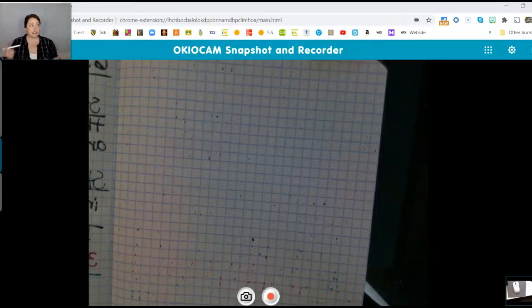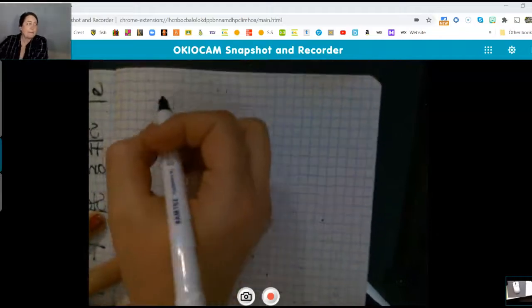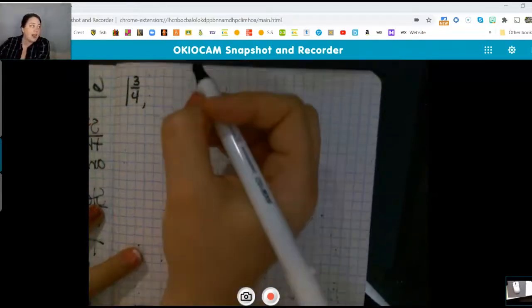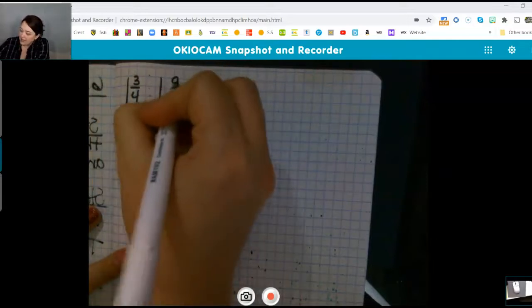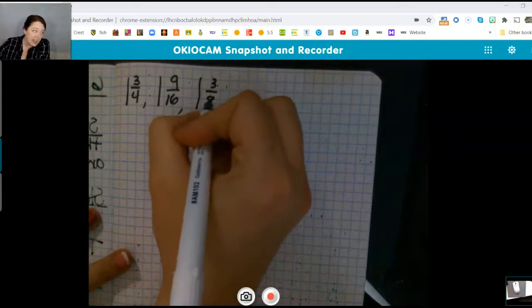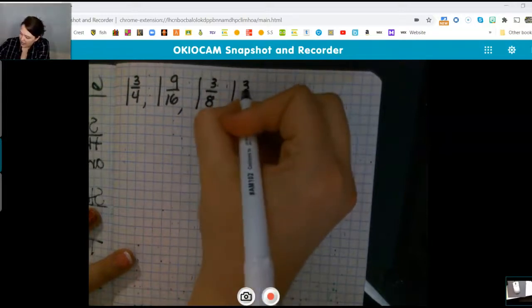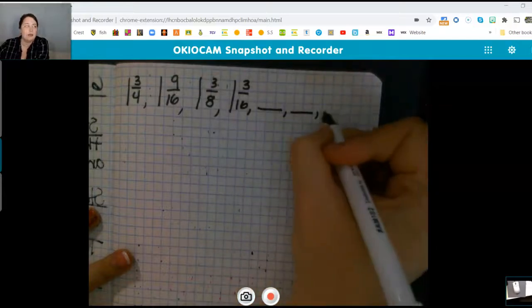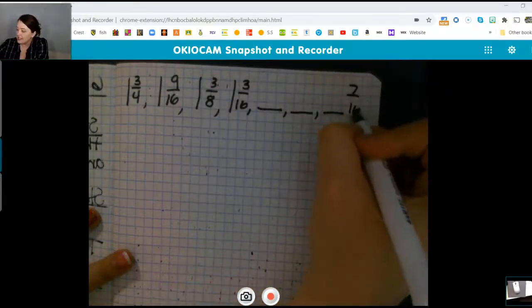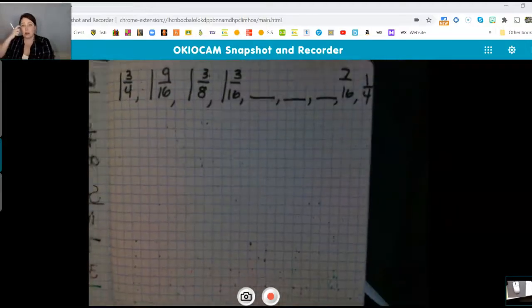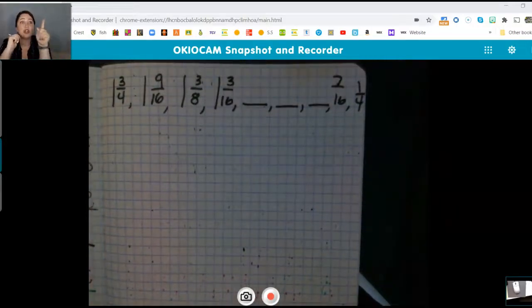All right. So on this problem, here's what they have showing us. They have 1 and 3/4, then 1 and 9/16, then 1 and 3/8, then 1 and 3/16, then blank, blank, blank, 7/16, comma, 1/4. So there's our very long pattern. Step 1, what is the rule?